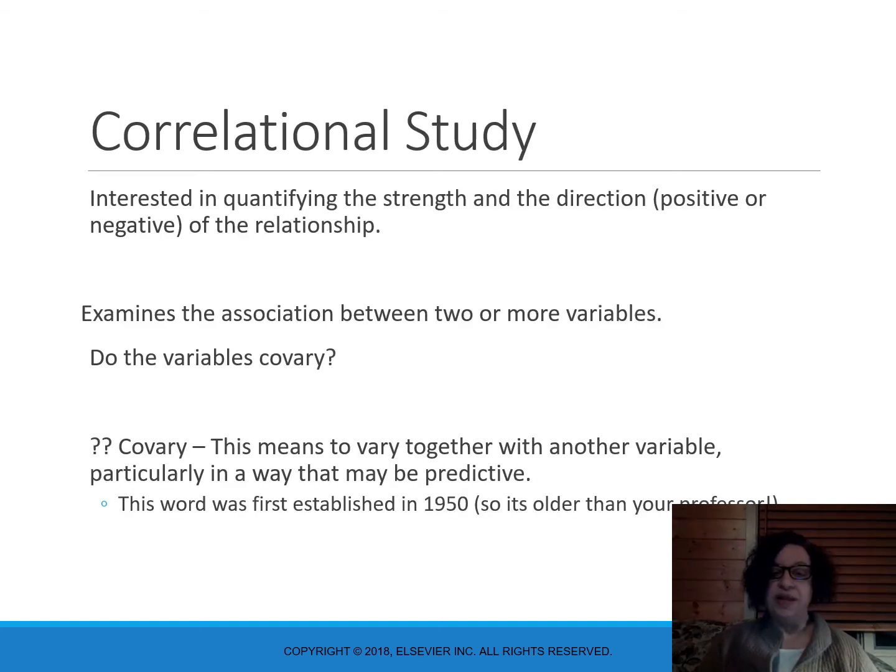And then we have the correlational study design. This study is interested in quantifying the strength and the direction, positive or negative, of a relationship. It examines the association between two or more variables. Do the variables covary? That's a different word, isn't it? Covary. What does that mean? Well, it means that they vary together. This variable will come together with another variable in a particular way that we may find predictive through our research practices.